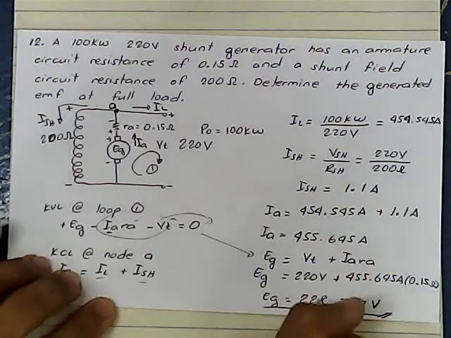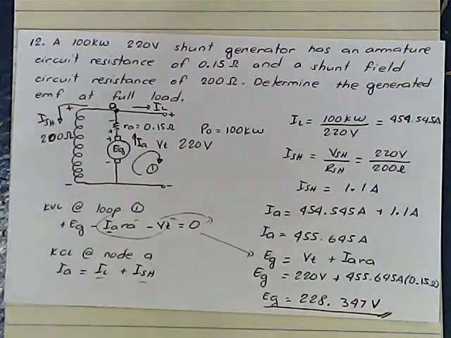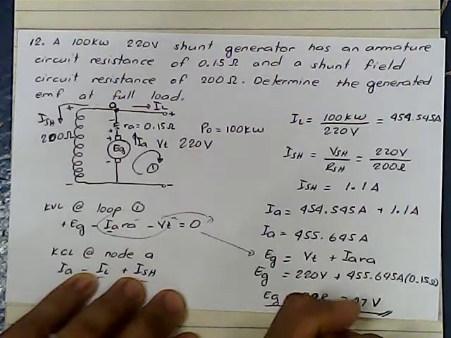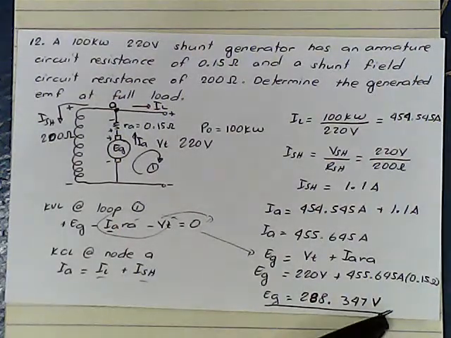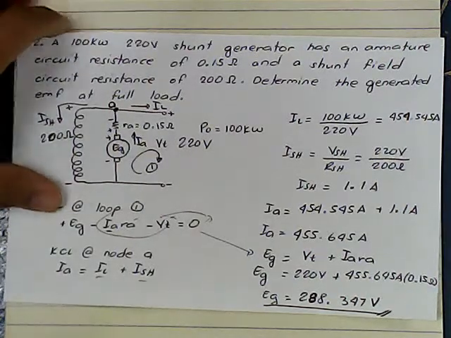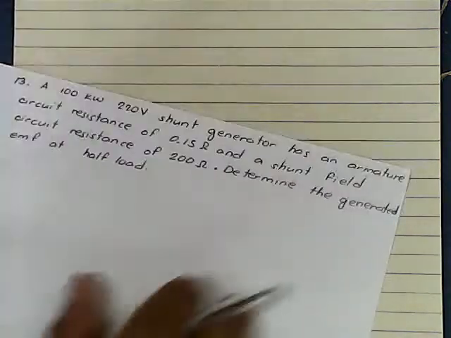Sorry, it should be 288, not 228. Let's verify first. Okay, so 288.347 volts. Let's go to problem number 13.